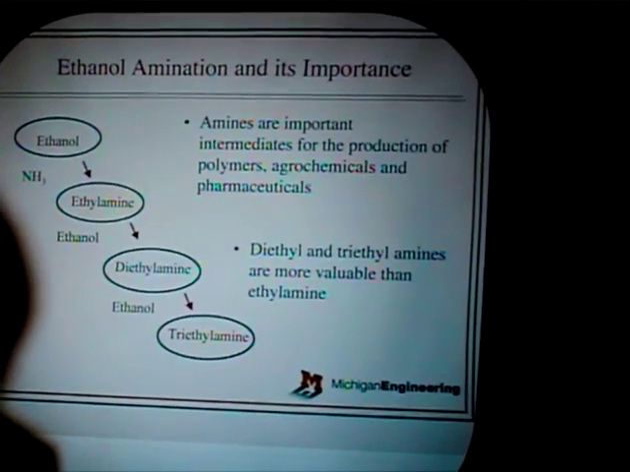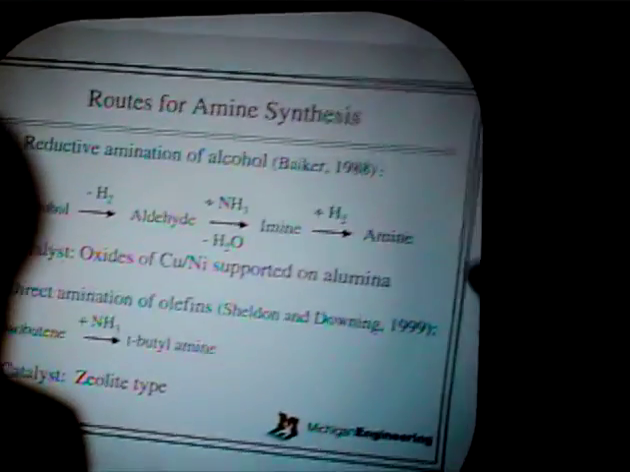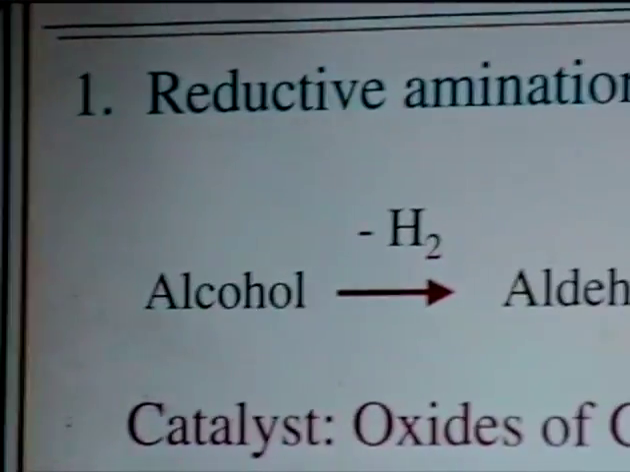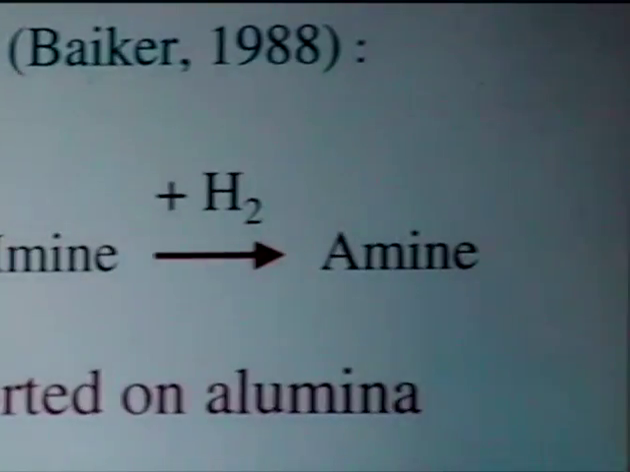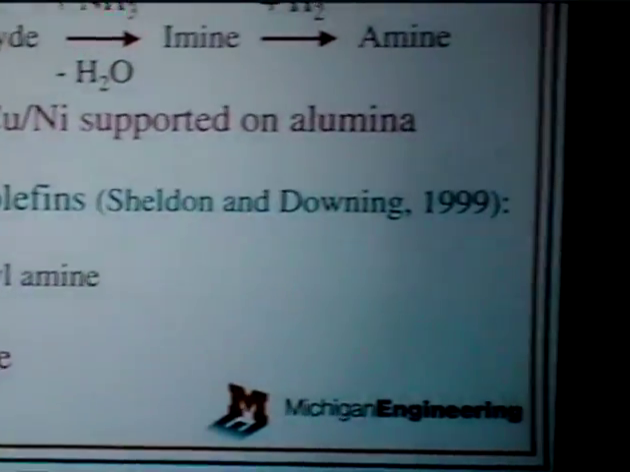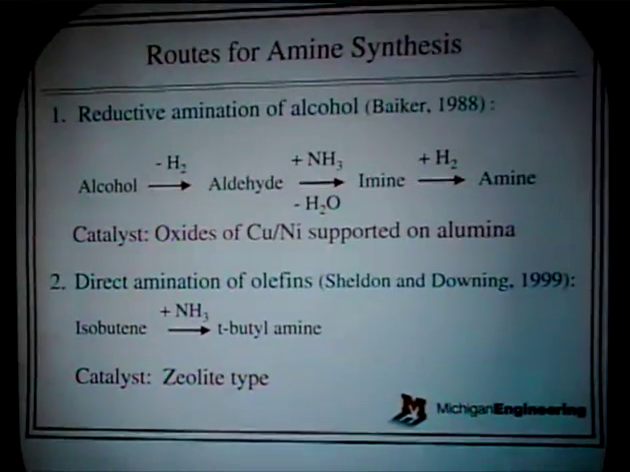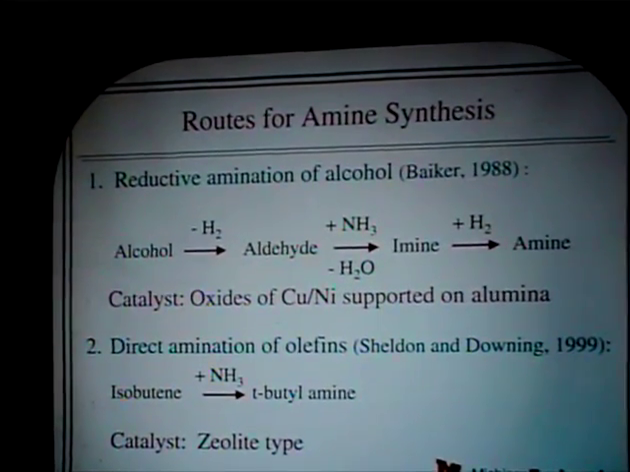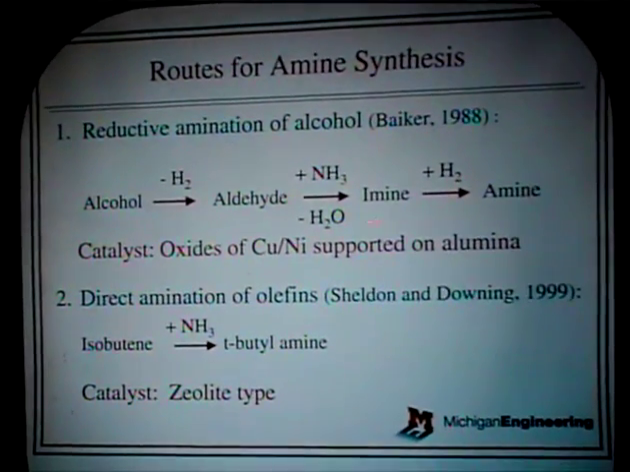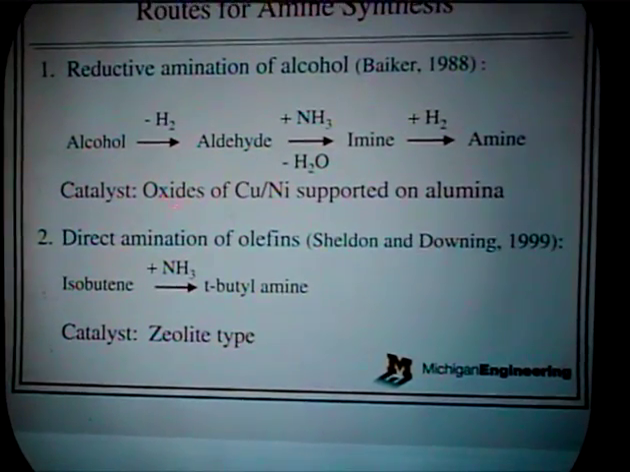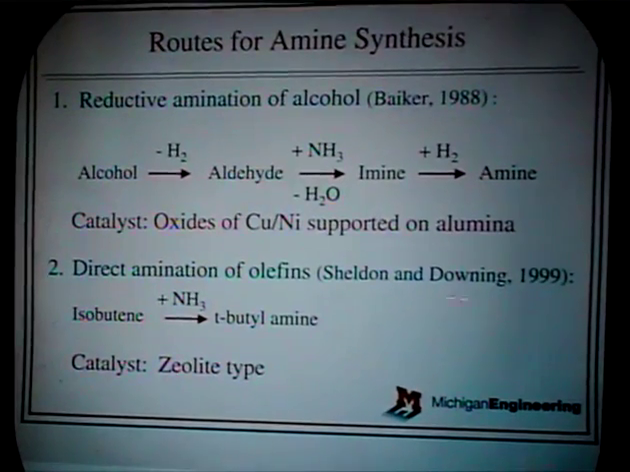There are basically two routes for the synthesis of amines. The first one is the reductive amination of alcohol, in which alcohol or aldehyde can be the starting material. If alcohol is the starting material, it undergoes dehydrogenation to form an aldehyde, which then reacts with ammonia along with simultaneous elimination of one molecule of water to form an unsaturated amine, known as an imine, which then undergoes hydrogenation to form the amine. As you see, a number of activities are involved in this, like dehydration and hydrogenation. So we should expect that a multifunctional catalyst is generally used for this reaction, and the catalysts are oxides of copper and nickel supported on alumina.